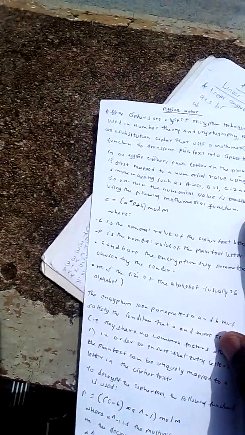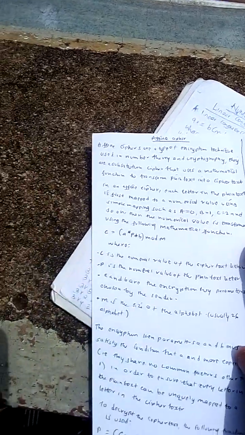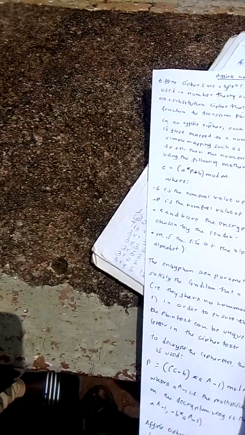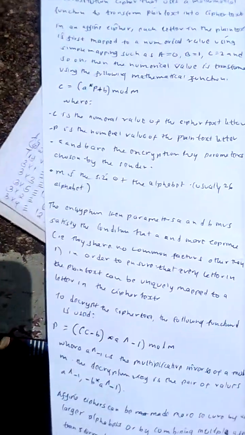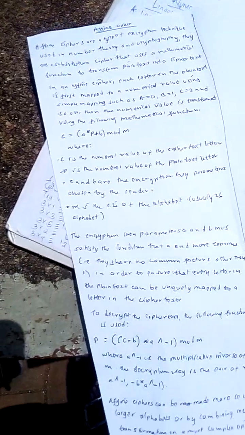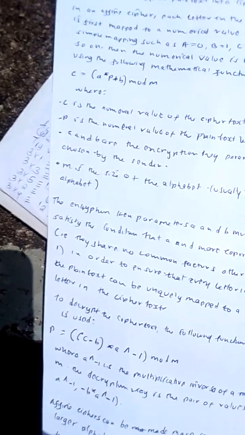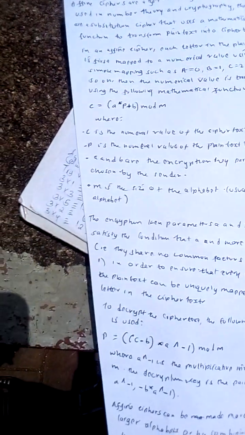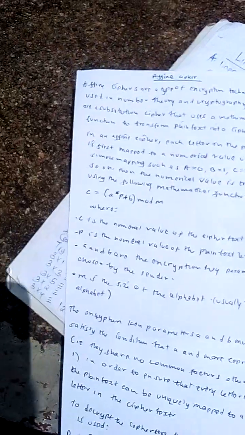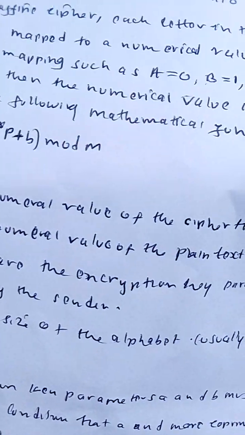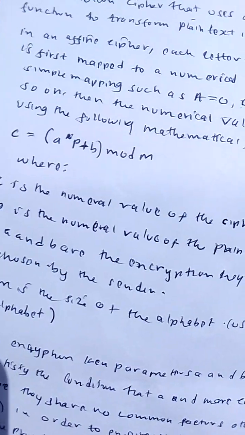And then a cipher is in encrypted form, so it needs to be decrypted so that the receiver can see it. So in an affine cipher, each letter in the plain text is first mapped to a numerical value using a symbol mapping, such as A equals 0, B equals 1, and C equals 2, and so on.